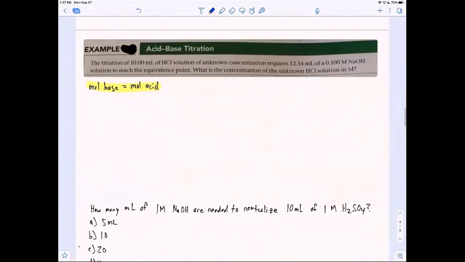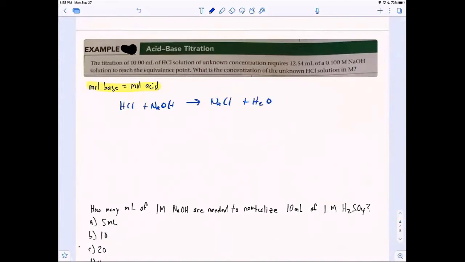So let's do this for this example. You have 10 milliliters of hydrochloric acid, and it requires 12.54 milliliters of 0.1 molar sodium hydroxide. What is the concentration of hydrochloric acid? With this, the moles of base equals the moles of acid. When you do the chemical reaction, it helps to know the chemical reaction. So HCl plus NaOH yields NaCl plus water. All 1 to 1 to 1 to 1.